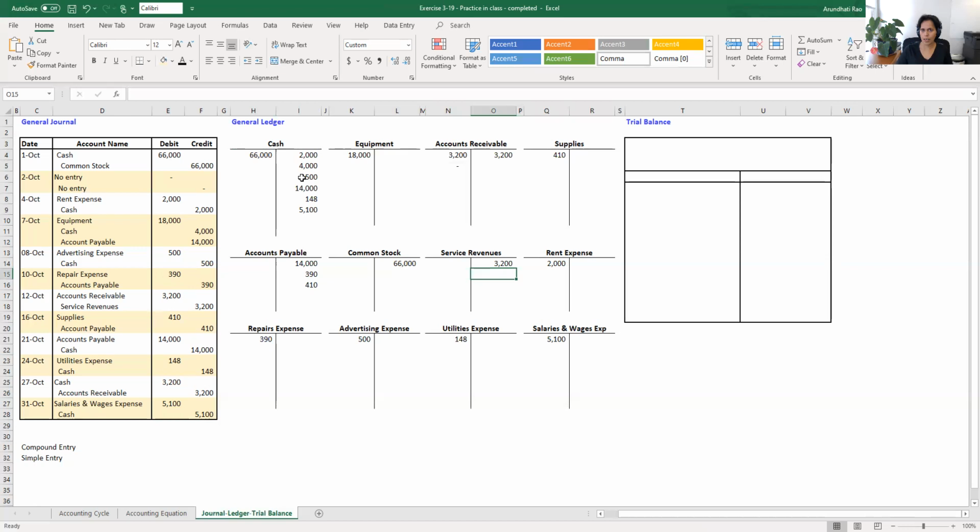First step was analyzing the transaction. Second step was doing the journal entries, journalizing. Third step is posting into the ledger. I'm done with that. The next step is going to be to prepare the trial balance. But before I get to that, I need to find the balances at the end of the period. That's the end of the month.